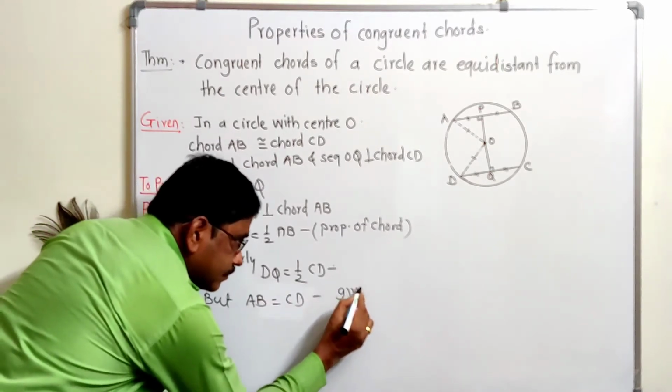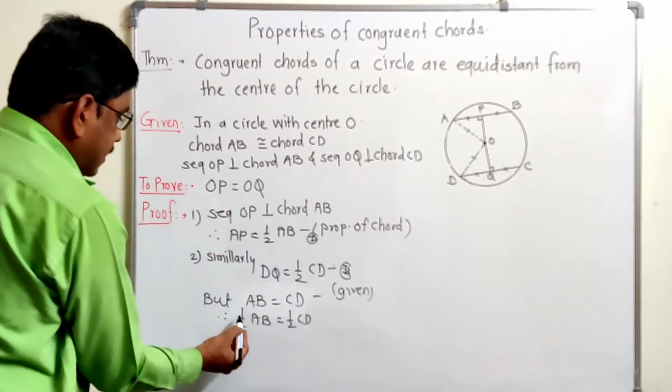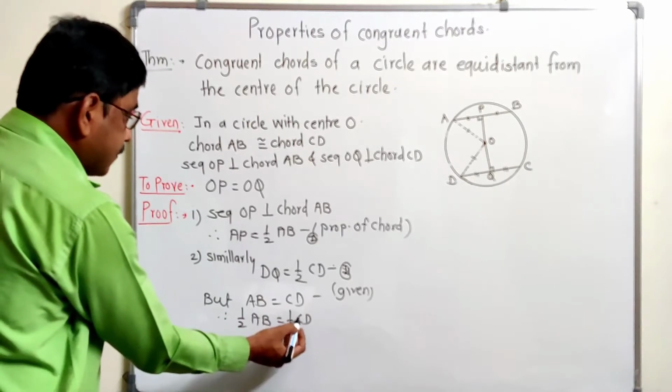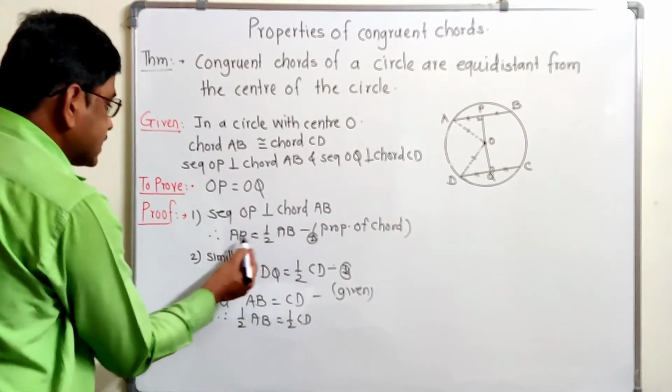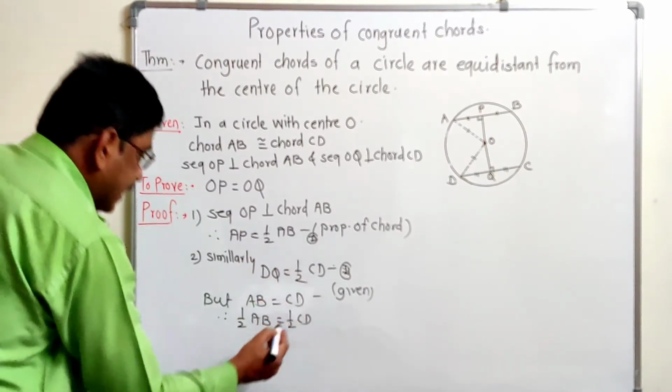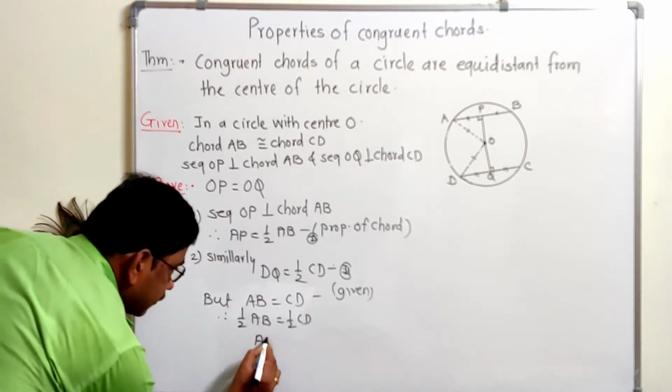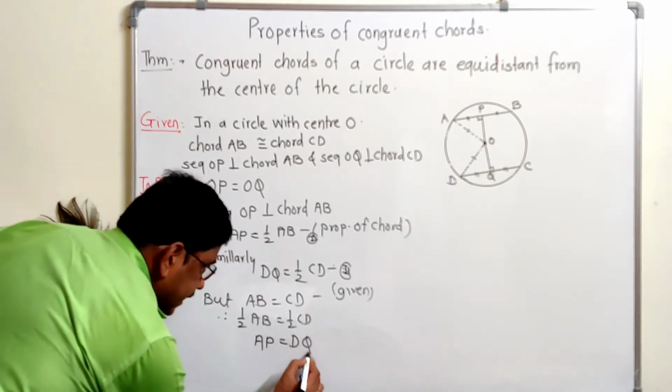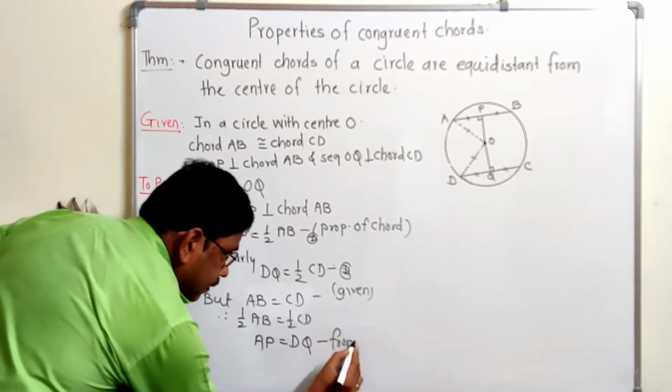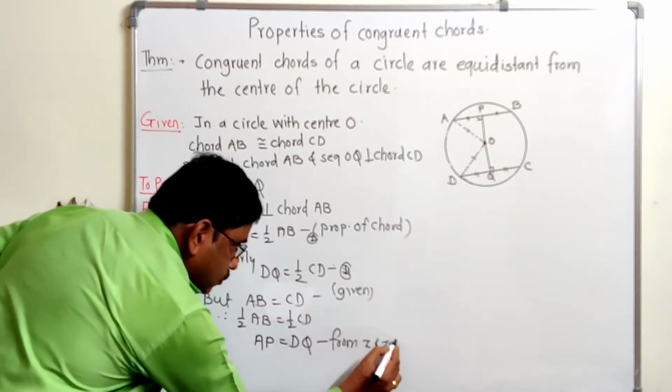But what is given? AB equals CD. This is given. These two are congruent. So here half AB equals half CD, but half AB means AP and half CD is DQ, from 1 and 2. Therefore AP equals DQ from 1 and 2. So this is the reason.